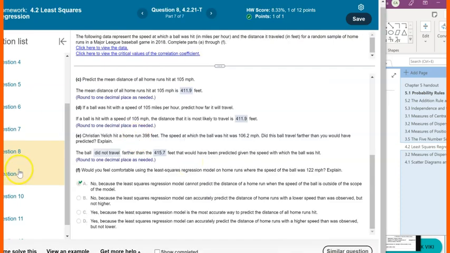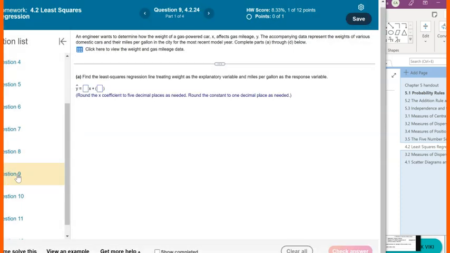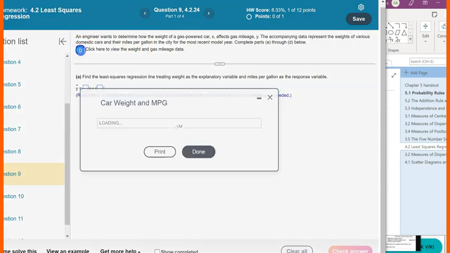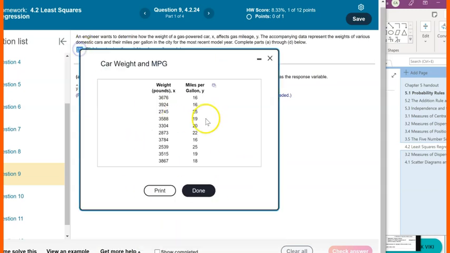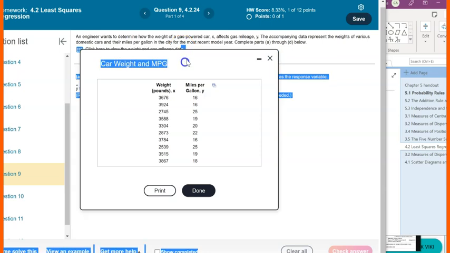Question number 8 is done. Let's do question number 9. Question number 9 is similar to question number 8, and you have the same idea here. This is the x variable, this is the y variable. Put that variable in L1, put the other variable in L2, and do exactly what we did in questions 7 and 8, and you will find the least square regression line. And be careful when you round the answer.